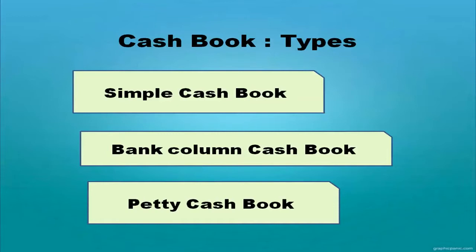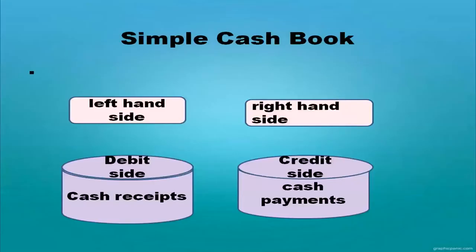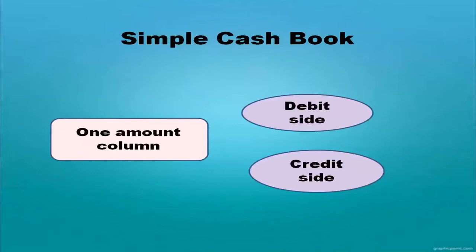Mainly there are three types of cash book: simple cash book, bank column cash book and petty cash book. Simple cash book records only cash receipts and cash payments. Two sides we have, one is the debit side and one is the credit side. Left hand side is the debit side, where cash receipts are recorded. Right hand side is the credit side, where cash payments are recorded. In a simple cash book only one amount column will be there on the debit side and another amount column on the credit side.